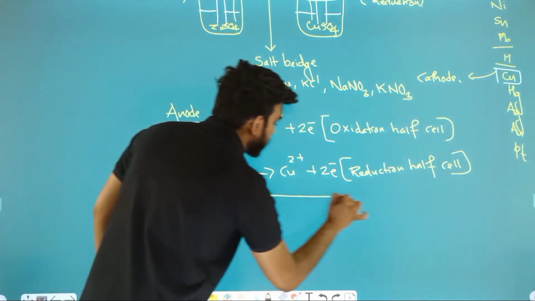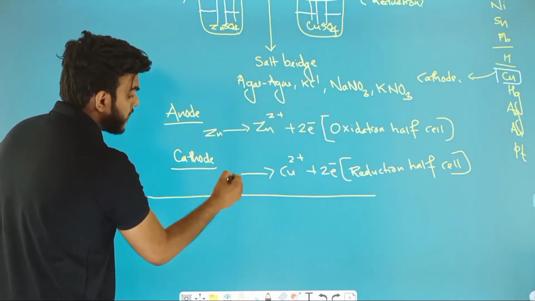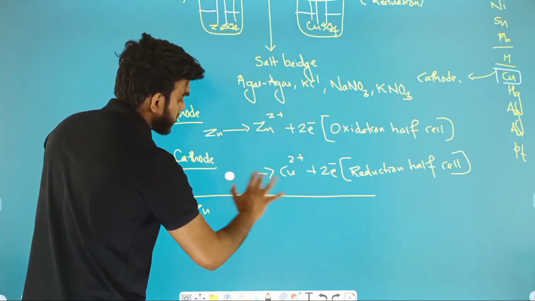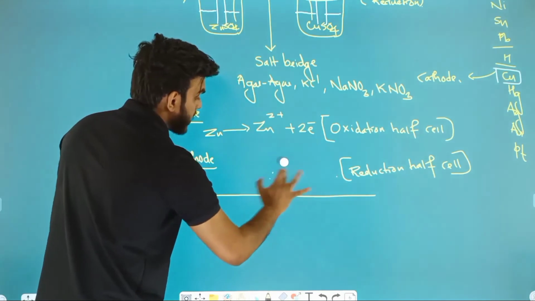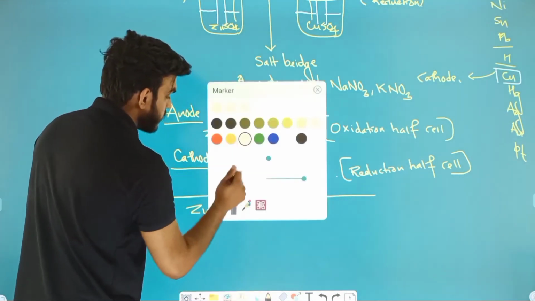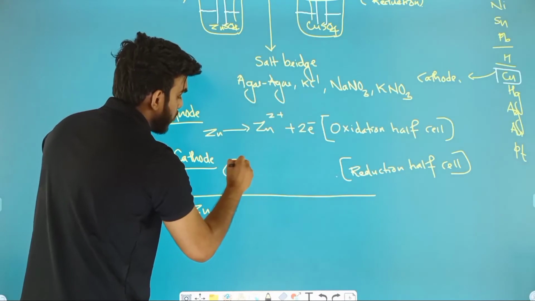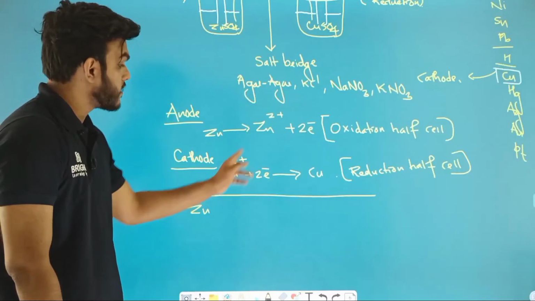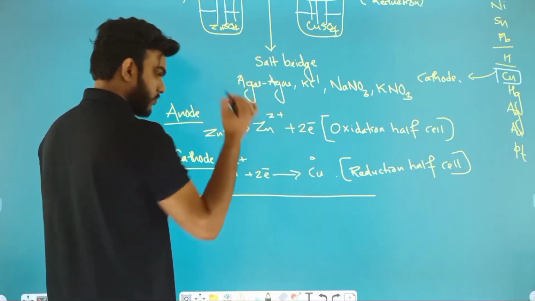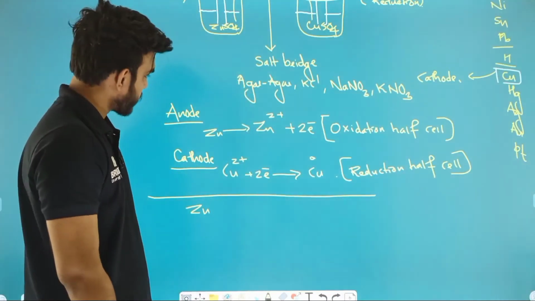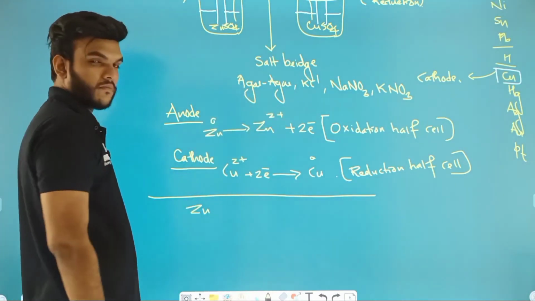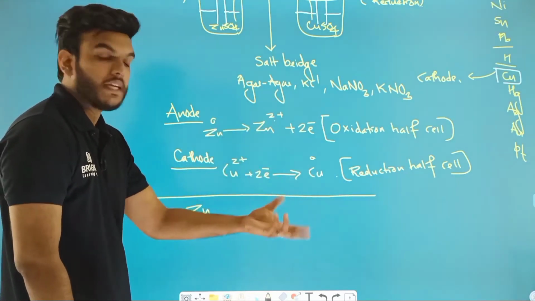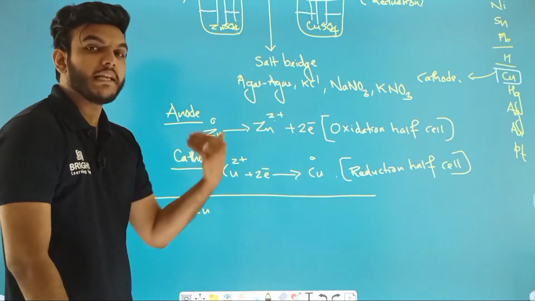The overall reaction we can write like this. On the left side you have zinc and copper, so I'm just writing here Zn. This reaction you can write like this, because this is reduction. Cu2+ plus 2 electrons gives Cu. This is a reaction at the cathode, because it is reduction. That is, 2+ will become 0 because this is reduction. Here it is 0 will become 2+, that is loss of electrons, that is oxidation. Here it is gain of electrons, that is reduction.